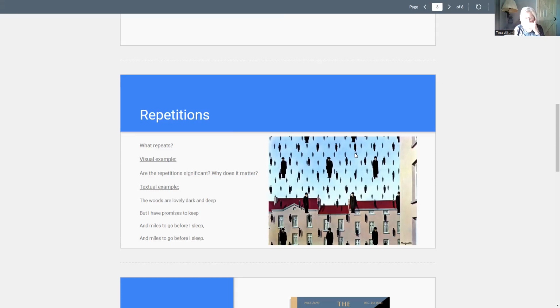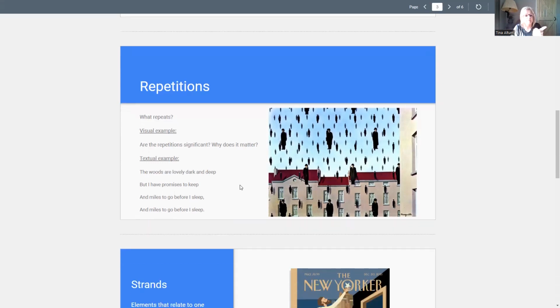Okay. Moving on. So that's the visual example. Then there's a textual example. What is a repetition if we're reading something? In your second paper, you're going to do a literary analysis, so you're going to look at words. Here's an example. The woods are lovely, dark, and deep, but I have promises to keep, and miles to go before I sleep, and miles to go before I sleep.